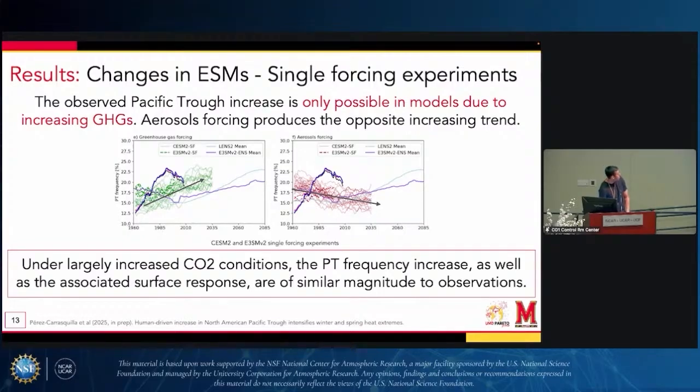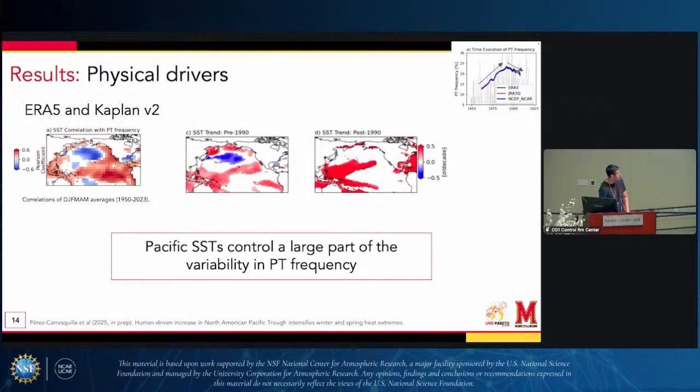We also looked at the abrupt quadrupling of CO2 simulation, and also compared the last 30 years of the large ensembles to the present. And we saw that under highly increased CO2 conditions, there is consistency with this increase of Pacific Trough frequency in both cases. The next question was, what can be the physical drivers modulating these changes?